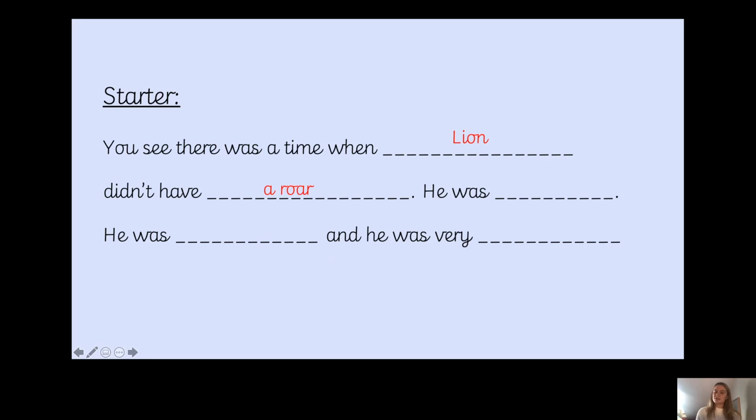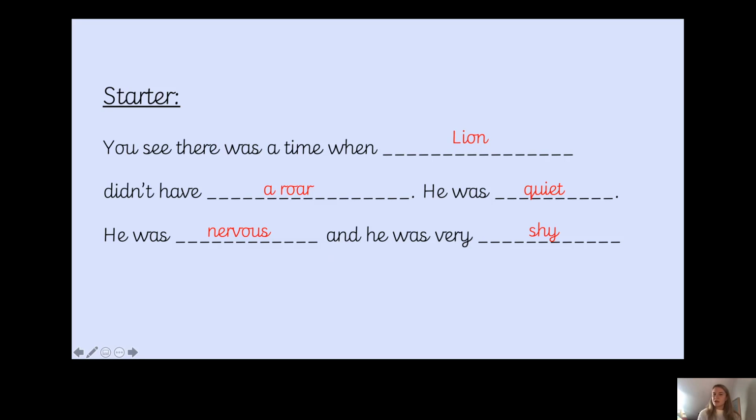You see, there was a time when Lion didn't have a roar. He was quiet. Okay, he's got to be quiet if he didn't have a roar. He was nervous. And he was very shy. Okay, remember, he was quite embarrassed that he didn't have a roar. So he's probably quite nervous around people and quite shy around them.